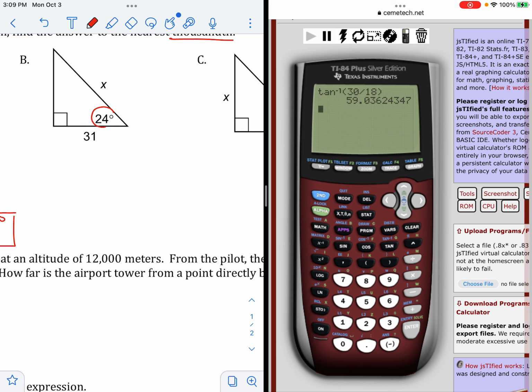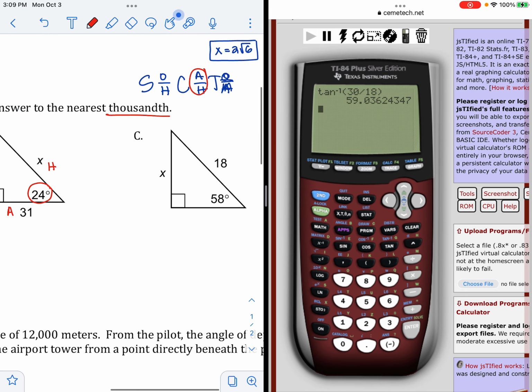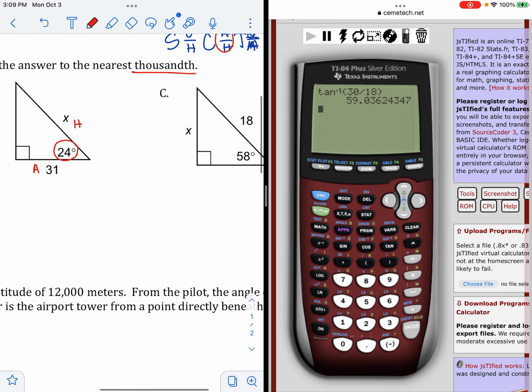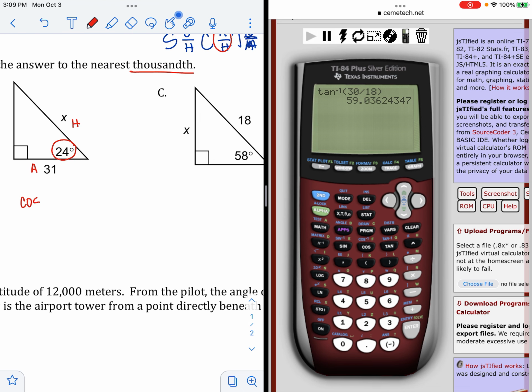All right, here's the next one. Here's my angle. This is the hypotenuse. This side touches it, so that's adjacent. A and H tells me to use cosine. So if you look, A and H is cosine. So I'm gonna write down cosine of 24 degrees is equal to the adjacent side, which is 31, over the hypotenuse, which is x.